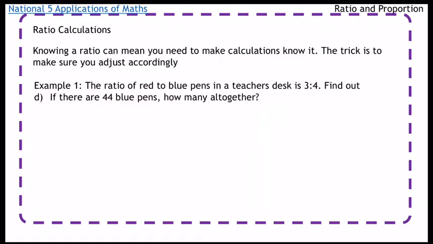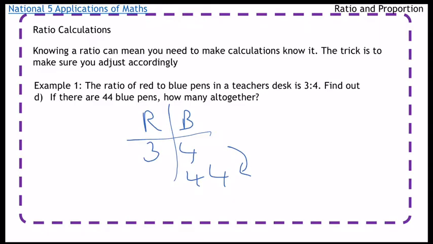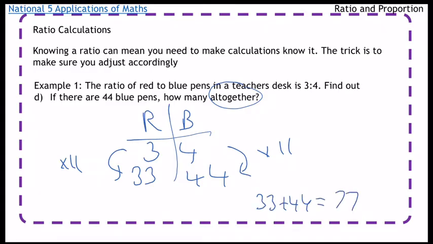And then last one. We're looking at if there's 44 blue pens, how many red pens are there all together? So 44. You're looking for a number that times by 4 gives you 44. It's going to be 11. But you could again do a division if you couldn't work it out in your head. So you're going to multiply 3 by 11, which is 33. Where this one's a little bit different is that it wants how many they're all together. So you want to add that together. So 33 plus 44 equals 77. So there's 77 pens all together.